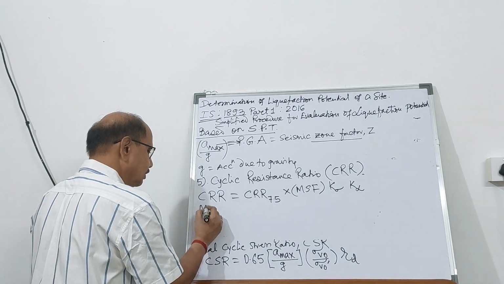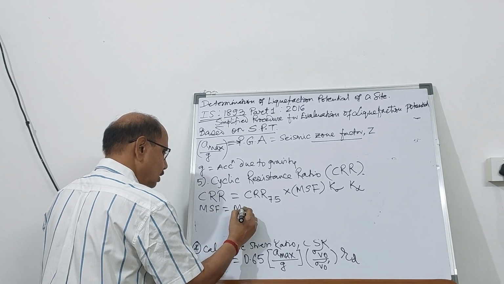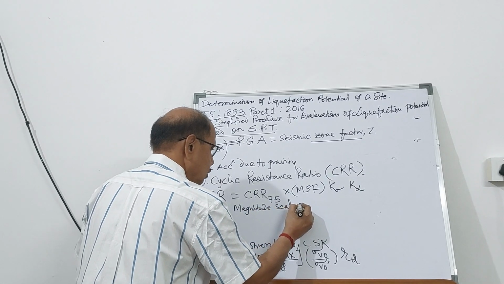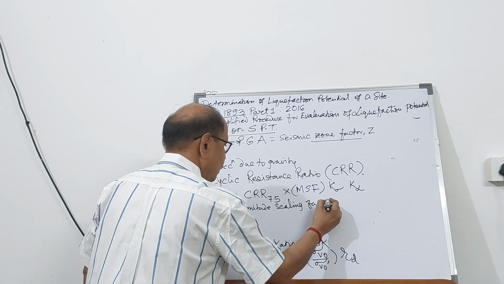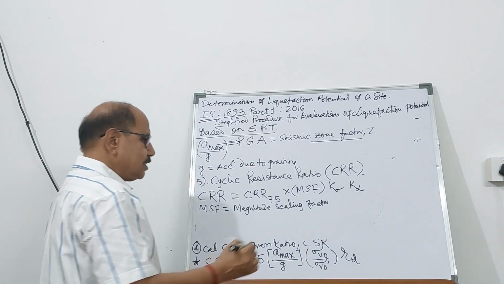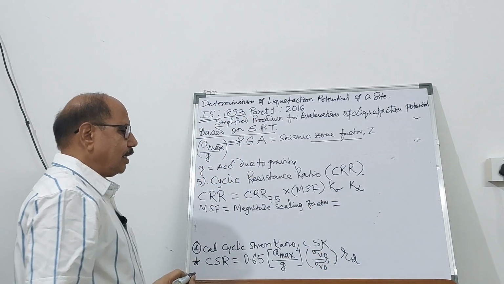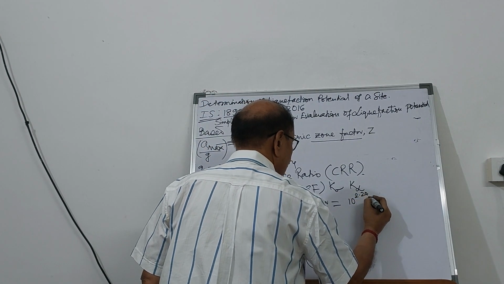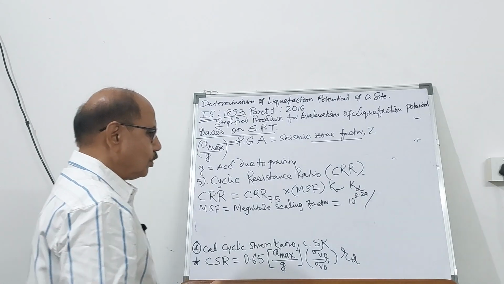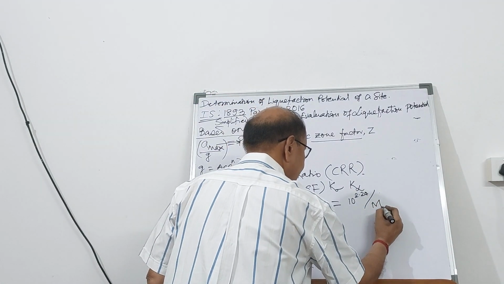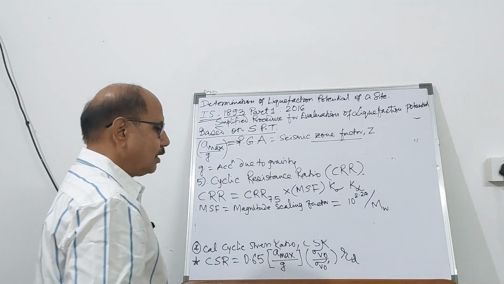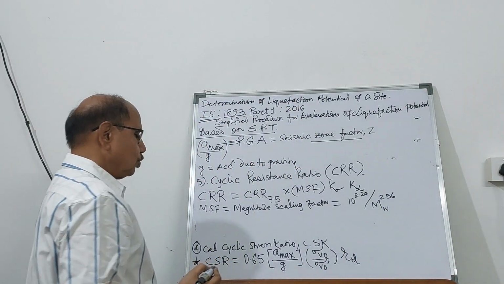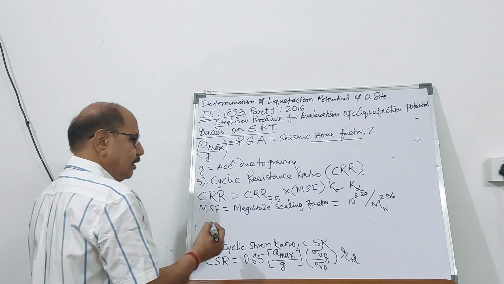So MSF is called magnitude scaling factor, and this is equal to, in the code it is given, 10 raised to 2.24 divided by the magnitude of the earthquake, MW, raised to power 2.56. So the magnitude scaling factor can be calculated.